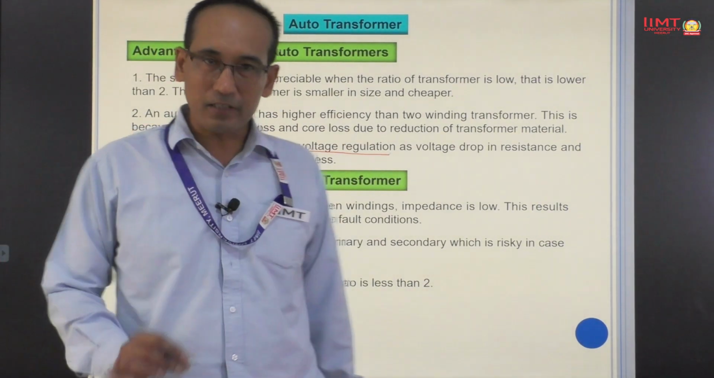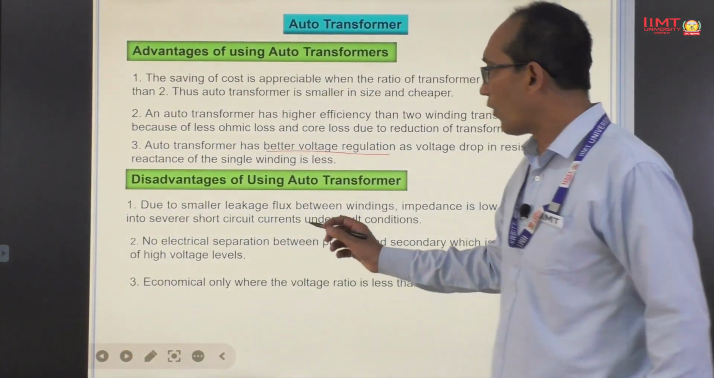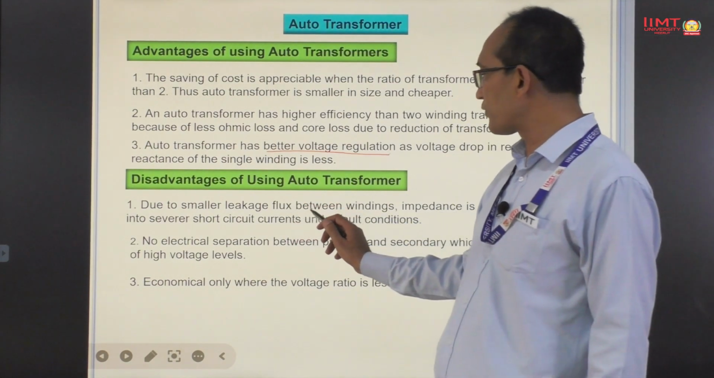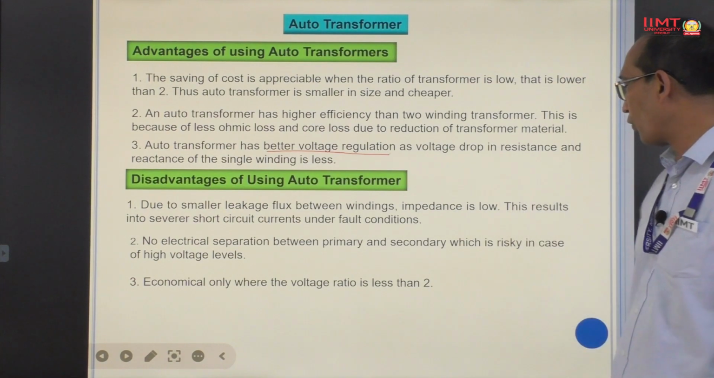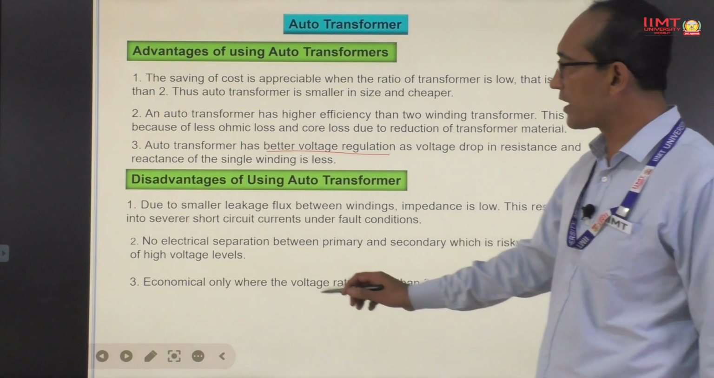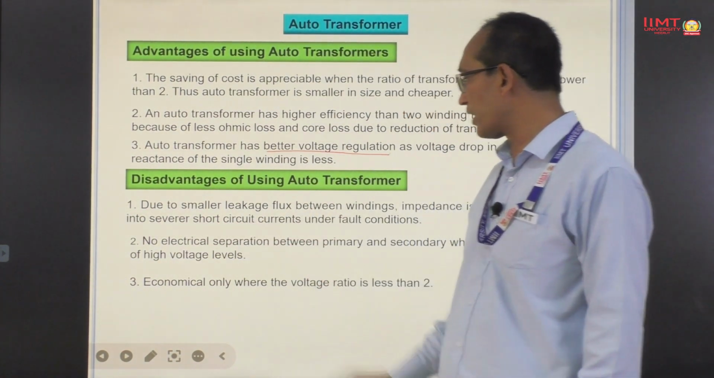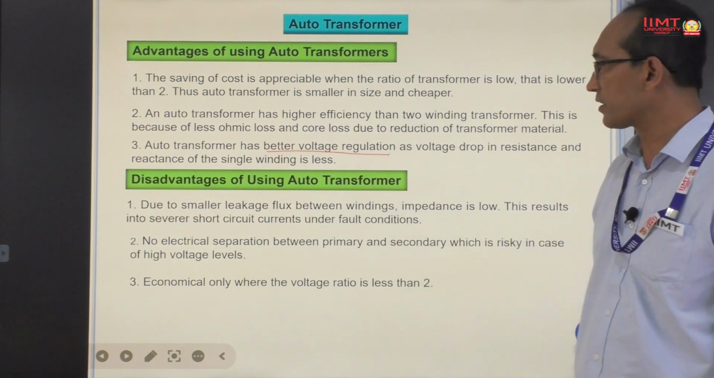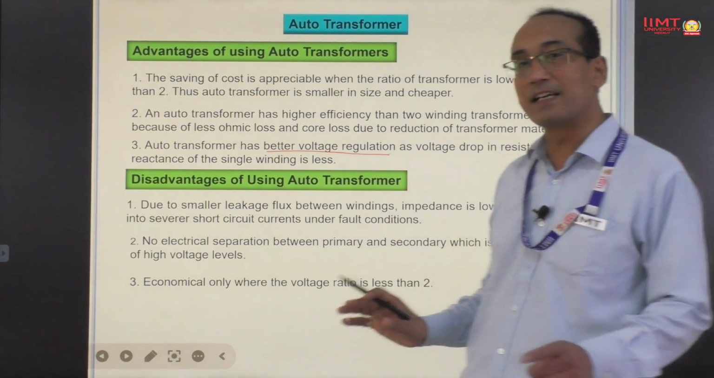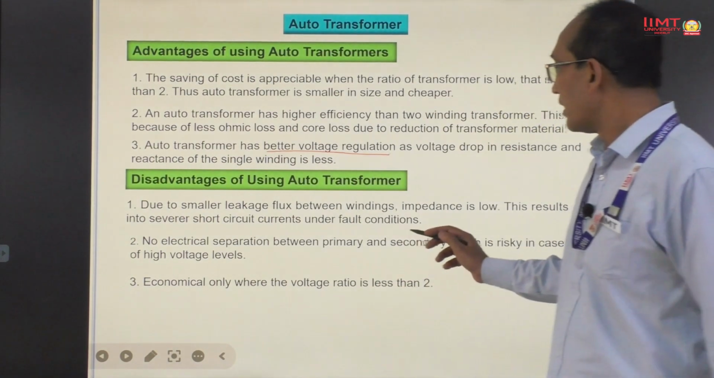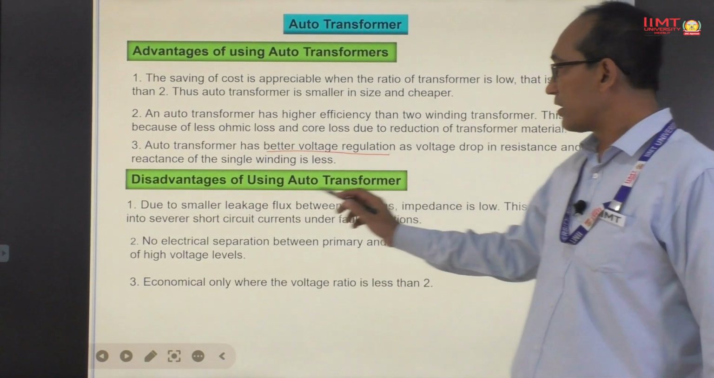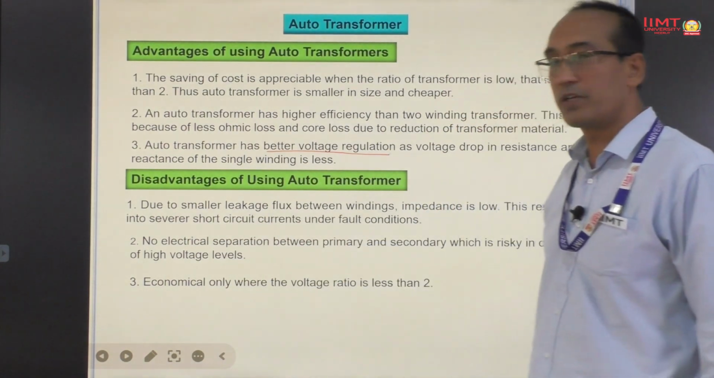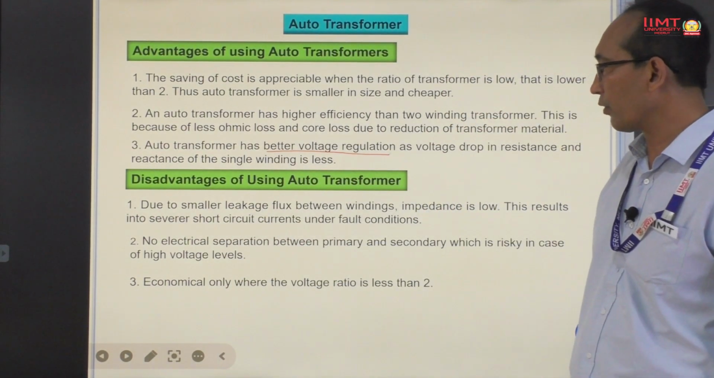But it also has disadvantages. One, due to smaller leakage flux between windings, impedance is low. This results in severe short circuit currents under fault conditions, because with a single winding the leakage flux will be less and the chances of short circuit will be comparatively more in this case.